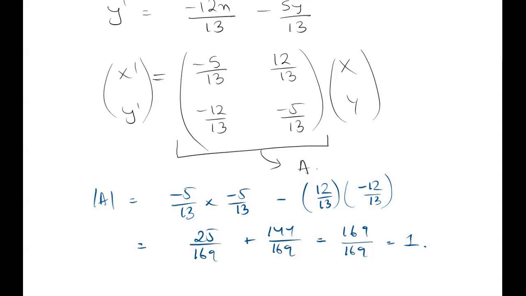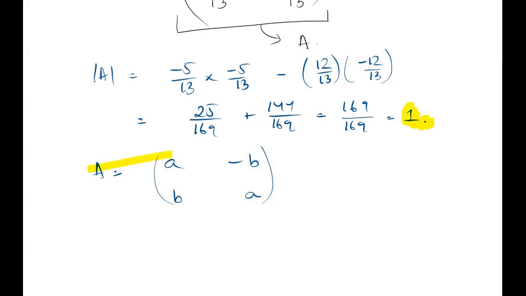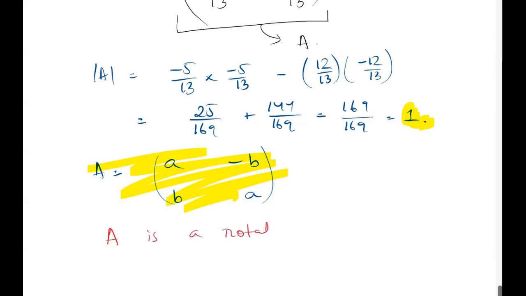Also, the matrix A looks in the form of a, minus b, b, a. So based on these two pieces of information, that is the determinant of the matrix being equal to 1 and the pattern of the matrix that looks like this, I can conclude that the matrix A here is indeed a rotation matrix.